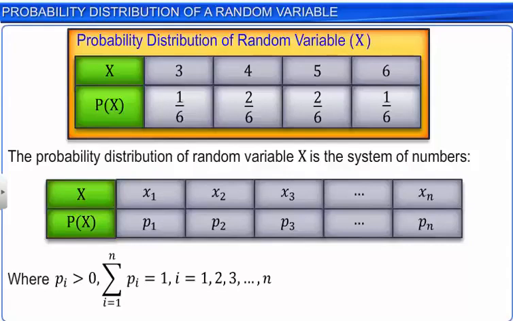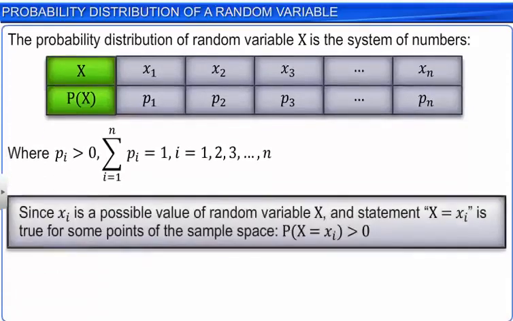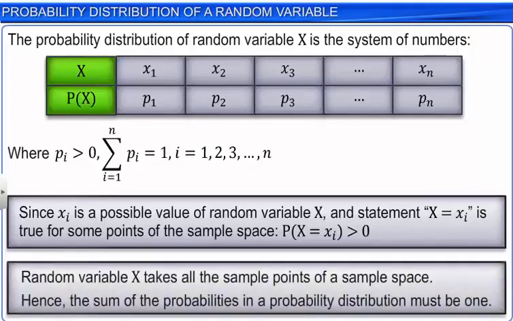Now, xi is a possible value of random variable X, and the statement random variable X is equal to xi is true for some points of the sample space. Hence, the probability that X can take the value xi is always greater than 0. Also, X takes all sample points of a sample space, and hence the sum of all the probabilities is equal to the probability of the sample space, which is equal to 1. Hence, the sum of the probabilities in a probability distribution must be 1.